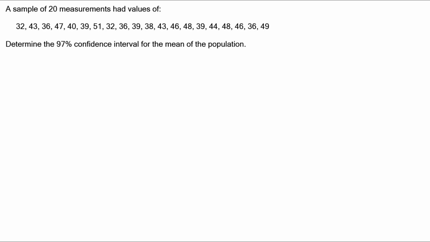Hi, in this video I'm looking at this problem where we've taken a sample with these numbers and we want to determine a 97% confidence interval for the mean of the population. So if we have our actual sample numbers, we need to first work out what is the mean of our sample and what is the standard deviation of our sample. To do that, we're going to use our calculator.